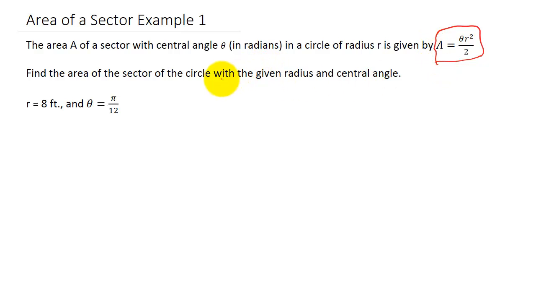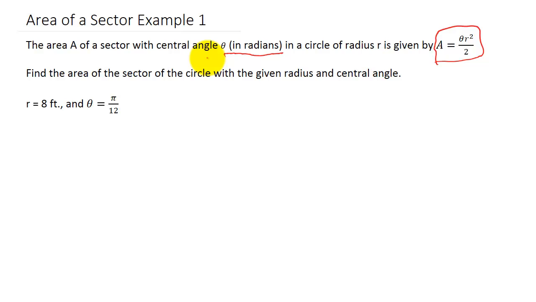And the one thing that you have to notice here is it says here central angle theta in radians. And that's very important. Your angle measure has to be in radians. It cannot be in degrees. If your angle measure is in degrees, you have to convert it to radians.